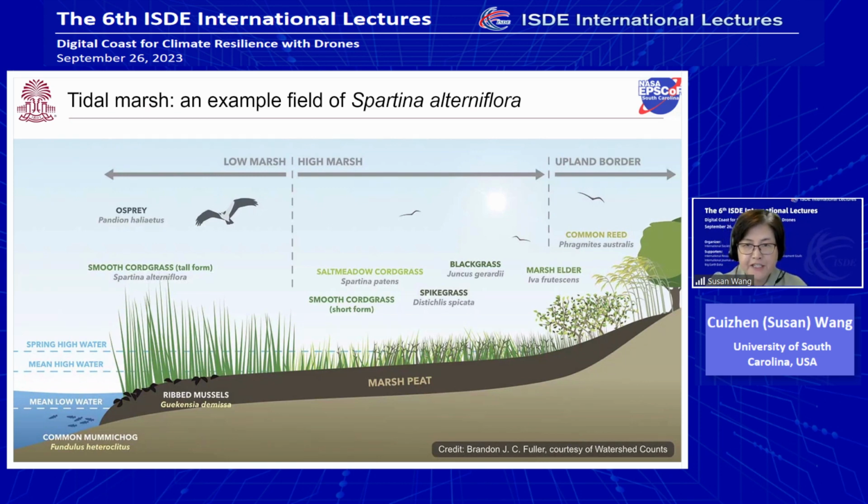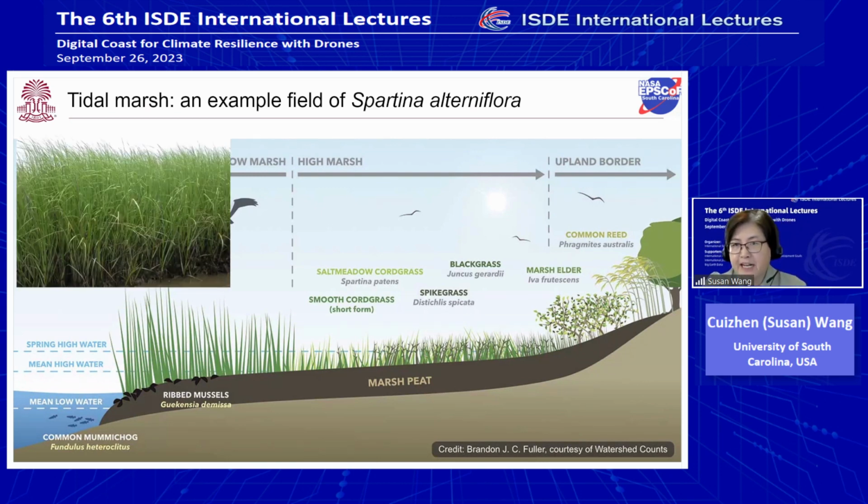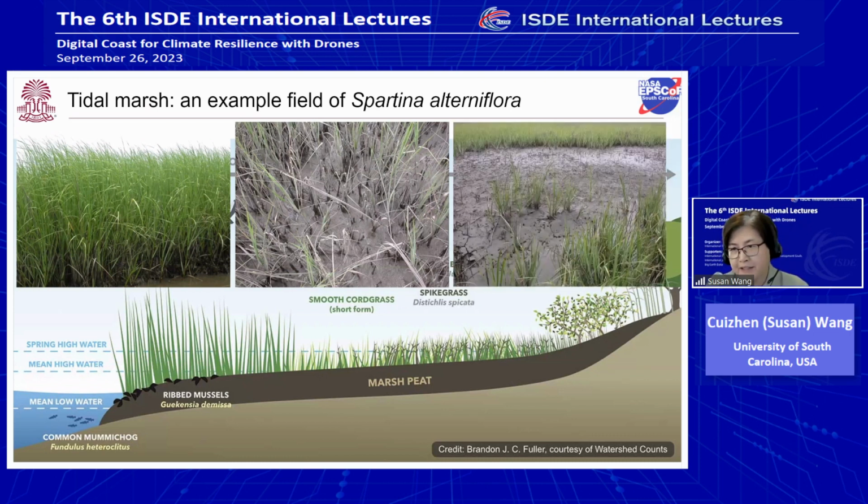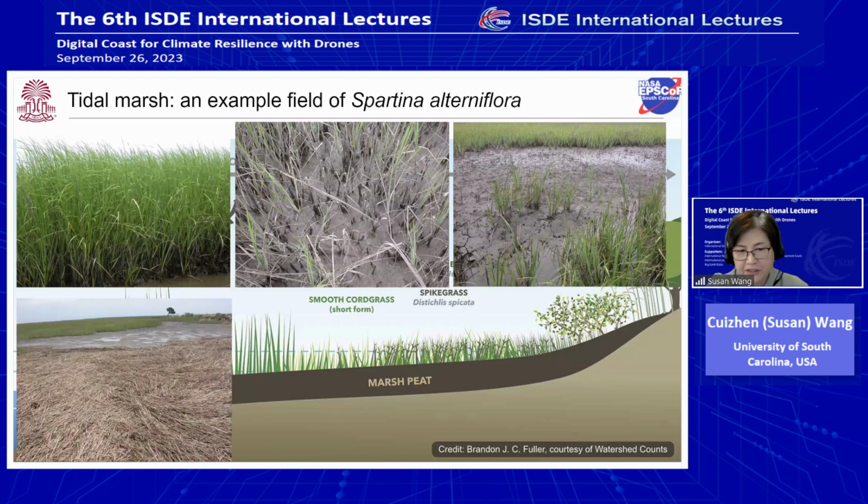And specifically for the example of Spartina alterniflora, those are some pictures showing the tall forms of Spartina and short forms. And there are also the mud flat, and the wrack during either tidal inundation or during a storm.